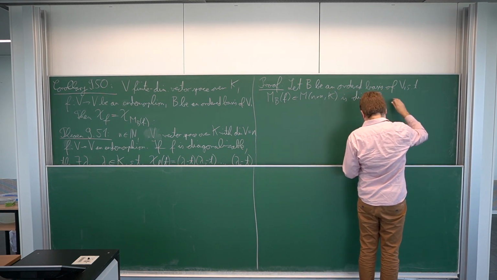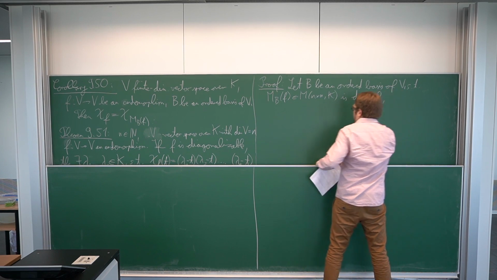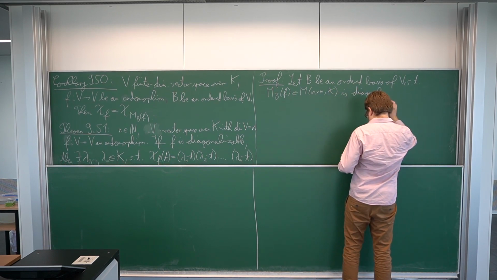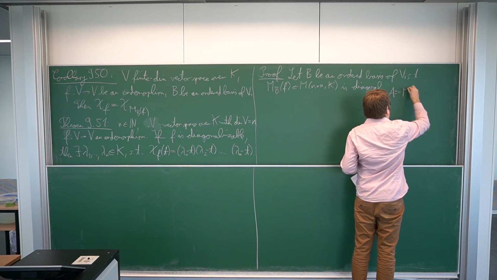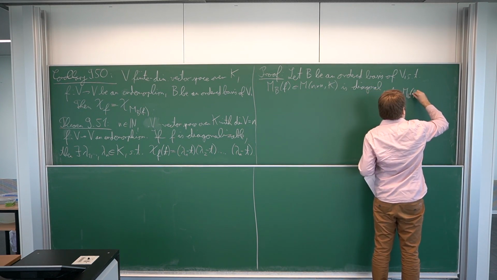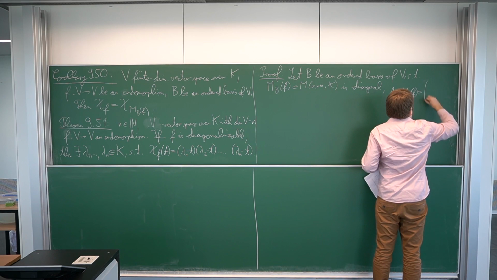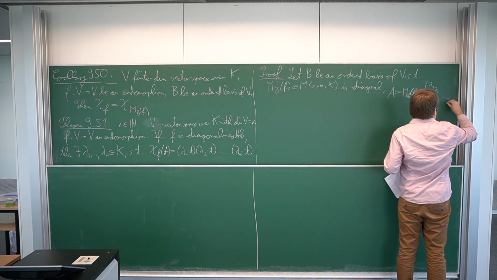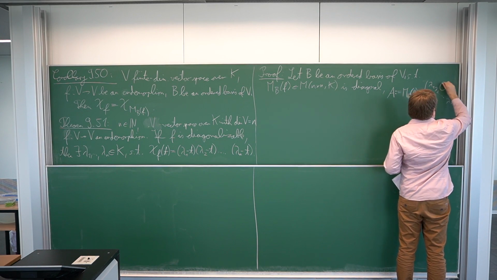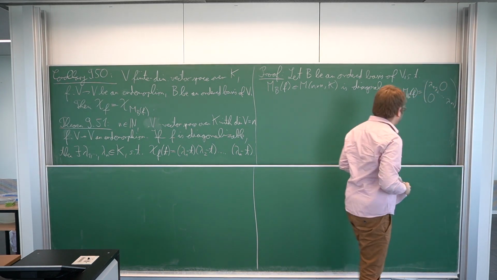Okay, and let's give the entries a name. A is our shorthand notation for M_B(F). It is now given as follows: lambda 1, lambda 2, and so on on the diagonal, and 0 everywhere else. So this is a diagonal matrix.